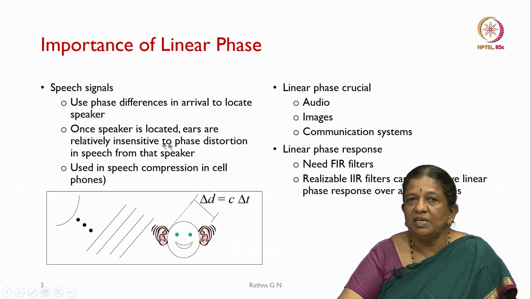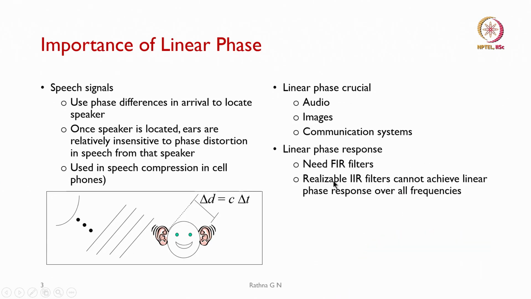Once a speaker is located, ears are relatively insensitive to phase distortion in speech from that speaker. So this is used in speech compression and cell phones, where linear phase is crucial. We will see this in audio signals, in images and in communication systems. In these cases we need linear phase response filters, that is FIR filters, and a realizable IIR filter cannot achieve this linear phase response over all frequencies.